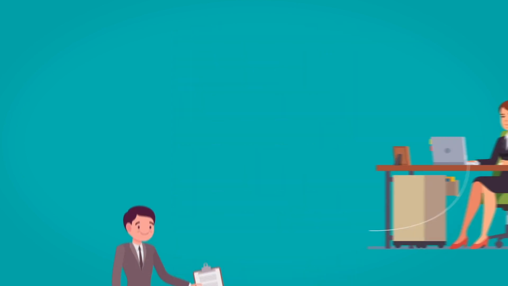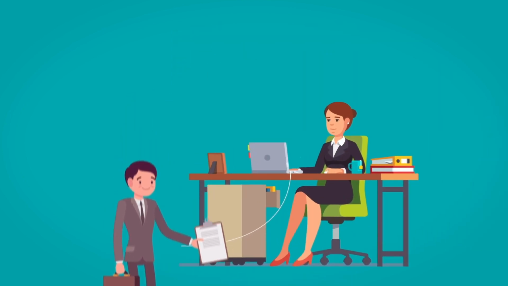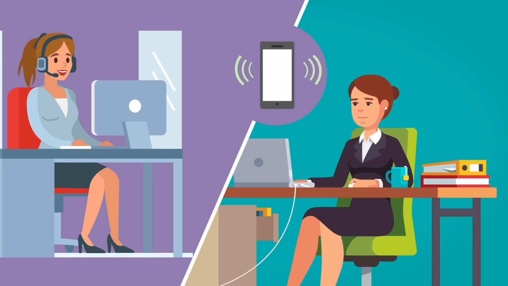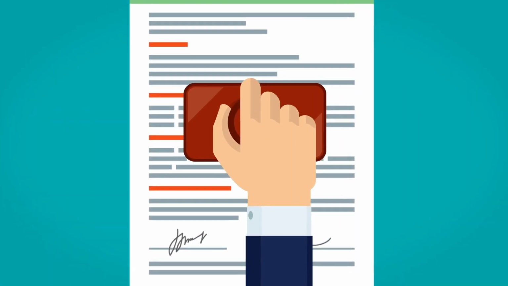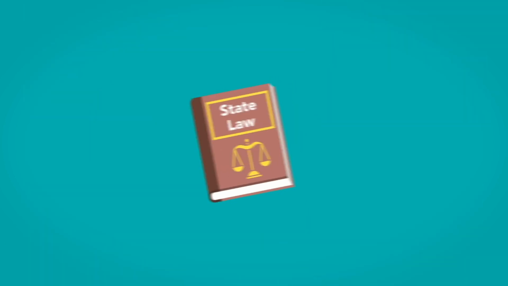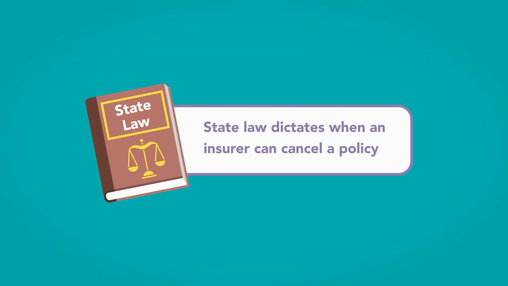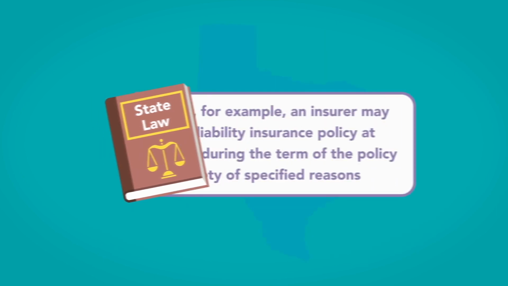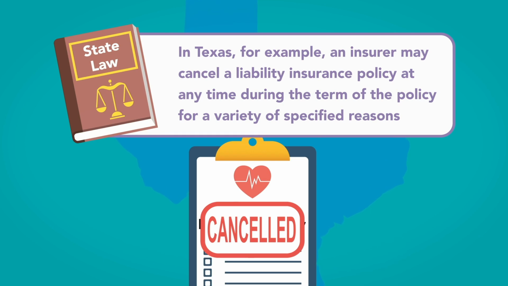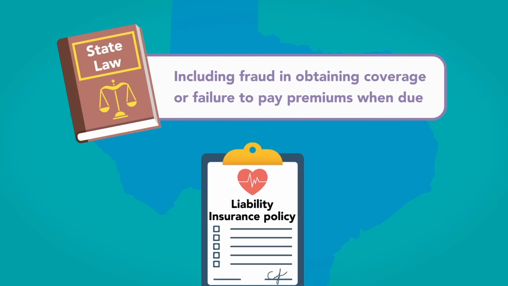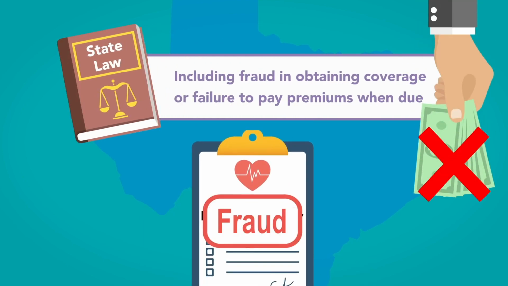If a policyholder acquired health insurance through an employer, she should contact her company's Human Resources Department and make sure that the cancellation date for her existing coverage is on or after the date when her new coverage is scheduled to take effect. An insurer generally cannot arbitrarily cancel a person's policy. State law dictates when an insurer can cancel a policy. In Texas, for example, an insurer may cancel a liability insurance policy at any time during the term of the policy for a variety of specified reasons, including fraud in obtaining coverage or failure to pay premiums when due.